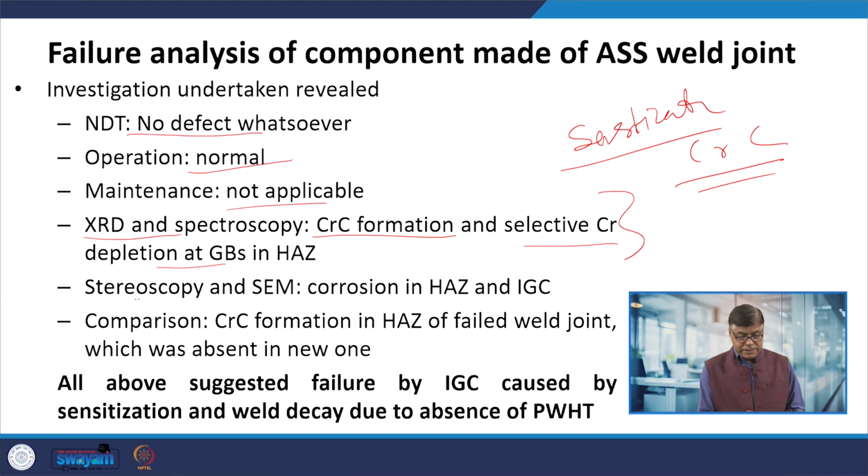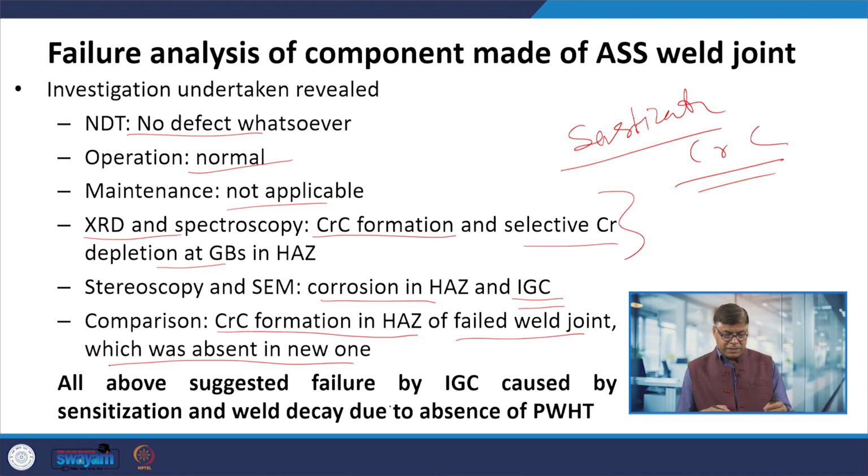When stereoscopy and SAM were carried out, corrosion was observed in the heat affected zone, and it was intergranular type of corrosion. Comparison indicated chromium carbide formation in the heat affected zone of the failed weld joint, which was absent in the new one. So, the corrosion attacked selectively in the heat affected zone. All the above suggested failure by intergranular corrosion caused by sensitization and weld decay due to absence of proper weld heat treatment.